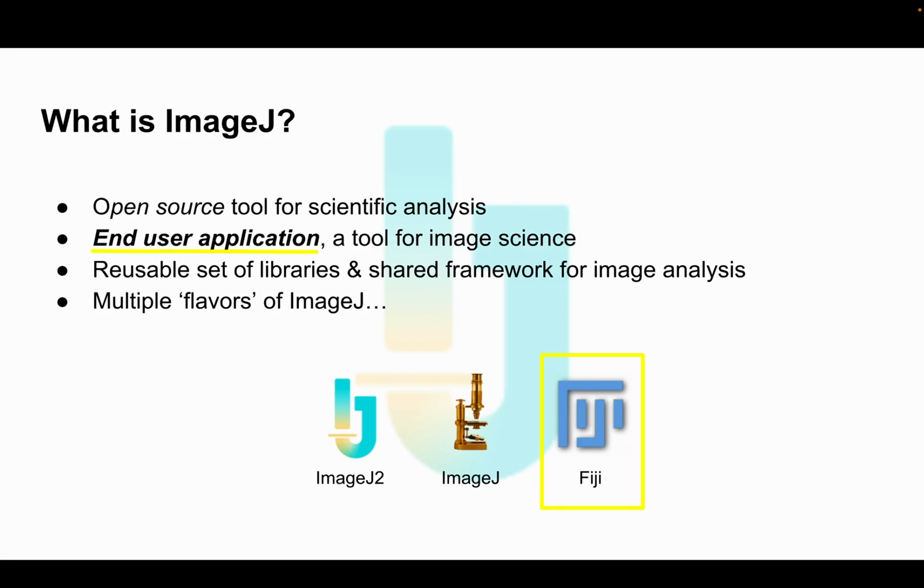Today, we will focus on the end user application side of things, and therefore employ the Fiji distribution of the software. Saying that, there are three main flavors of ImageJ: the original ImageJ, ImageJ2, which is a rewrite of ImageJ for multidimensional image data with a focus on scientific imaging, and then there is Fiji, which is a distribution of ImageJ2 that comes with a whole host of plugins and tools for scientific image analysis, and it also bundles the original ImageJ. So everything we discuss today is in the context of the Fiji distribution.